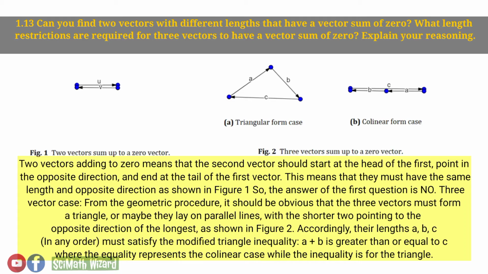3-vector case. From the geometric procedure, it should be obvious that the 3 vectors must form a triangle, or maybe they lie on parallel lines, with the shorter 2 pointing in the opposite direction of the longest, as shown in figure 2. Accordingly, their lengths A, B, C, in any order, must satisfy the modified triangle inequality: A plus B is greater than or equal to C, where the equality represents the collinear case, while the inequality is for the triangle.